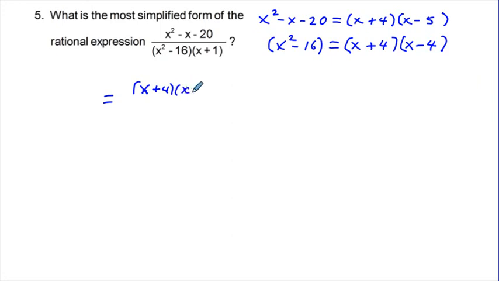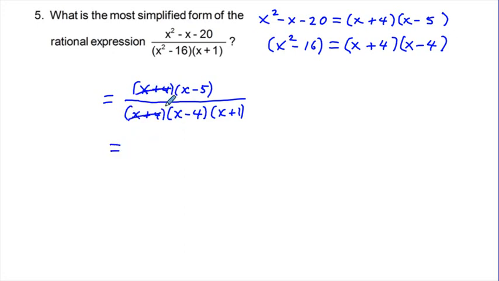times quantity x minus 5 over our rewritten denominator. We have in place of x squared minus 16, quantity x plus 4, quantity x minus 4, and we bring down this x plus 1. And we cancel where we can, and I think the only thing I see that is cancelable is this x plus 4 over x plus 4.